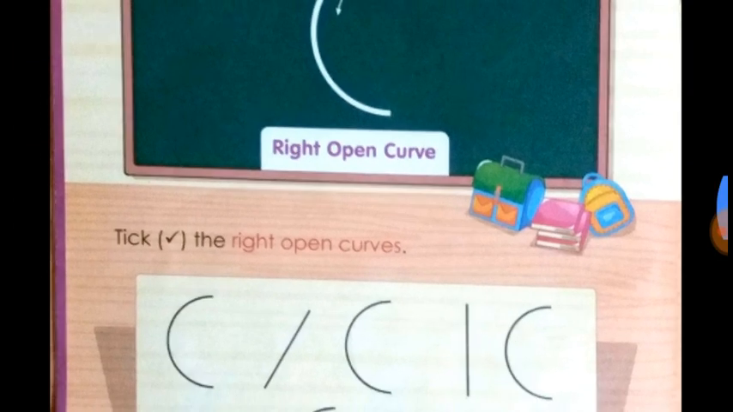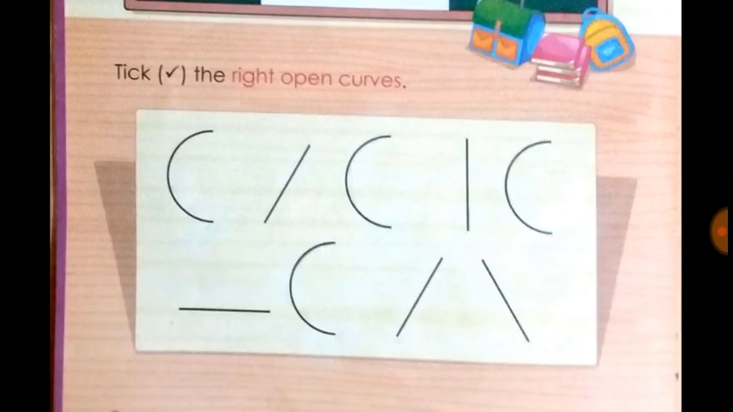Now let's move to the exercise. Take the right open curve. So students, you have to recognize the right open curve here and you have to put a tick below the right open curve only. Fine. Just keep in mind that your tick should not touch any other lines. Okay.